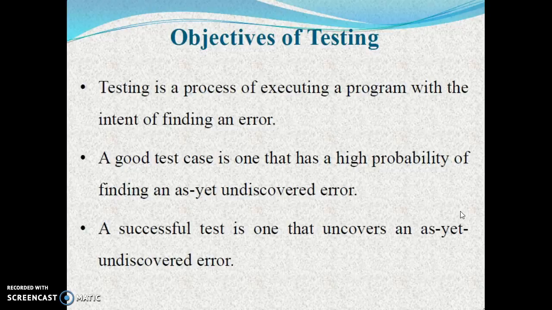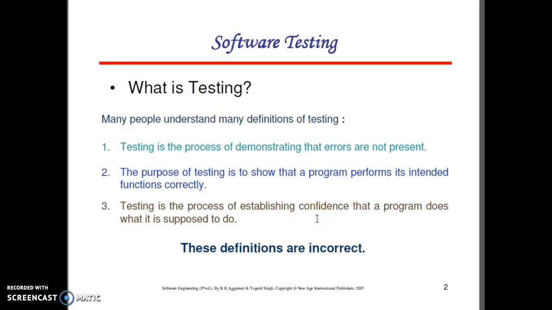What is testing? Testing is a process of executing a program with the intent of finding an error. Many people understand the definition of testing as the process of demonstrating that errors are not present. That means we have to show the absence of errors, but it is not actually that. The purpose of testing is to show that a program performs its intended function correctly, which is again an incorrect definition. Testing is the process of establishing confidence that a program does what it is supposed to do, but it may produce a result other than that also.